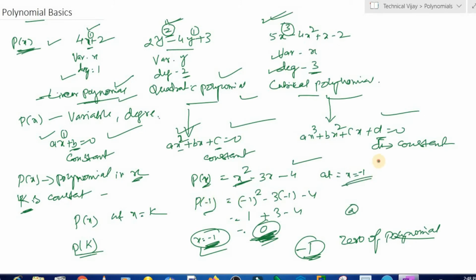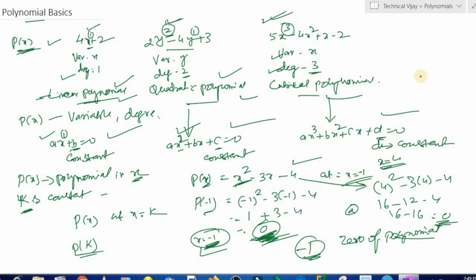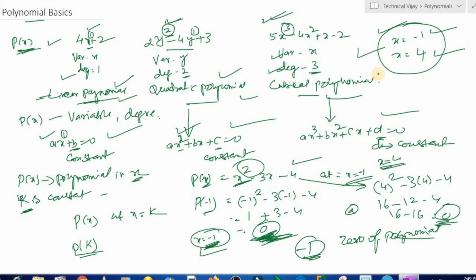Also you can substitute x equal to 4. That is 4 square minus 3 into 4 minus 4. 4 fours are 16 minus 12 minus 4. So 16 minus 16, this also becomes 0. So at two values, that is at x is equal to minus 1 and at x is equal to 4, the result becomes 0. Hence, the zeros of the polynomial are minus 1 and 4. Because this is a quadratic equation, as the degree is 2, the polynomial will have two zeros. These are the two zeros. Other than these two values, the equation will not become 0.